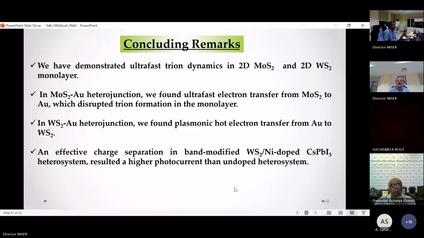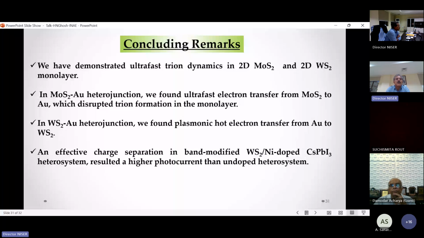So now I'm concluding my talk by remarking that we have demonstrated ultra-fast trion dynamics, this quasi-particle ultra-fast time scale. We are the first group in the world to mention it actually. Now many people are working in that field, talking about the trion dynamics. Many theorists are also working on the time scale, how fast the trion formation is, also in the WS2 system.